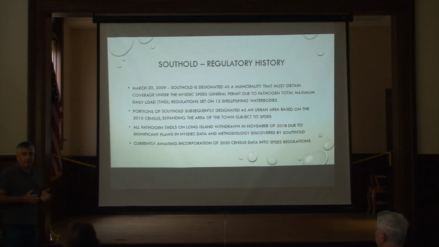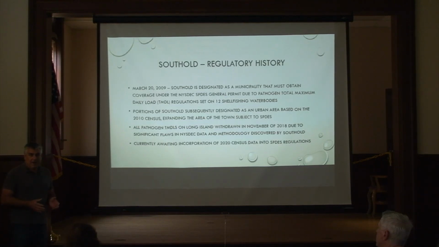When we dug into this, we found out that the Census Bureau's definition of urban has diverged since the original regulation, the Clean Water Act, and the original federal regulations were written. Originally, it had to be an area that had a population of 50,000 people and a density of more than 1,000 people per square mile. It won't shock you to learn that Southold and Riverhead combined don't have that population, nor do we have that population density.